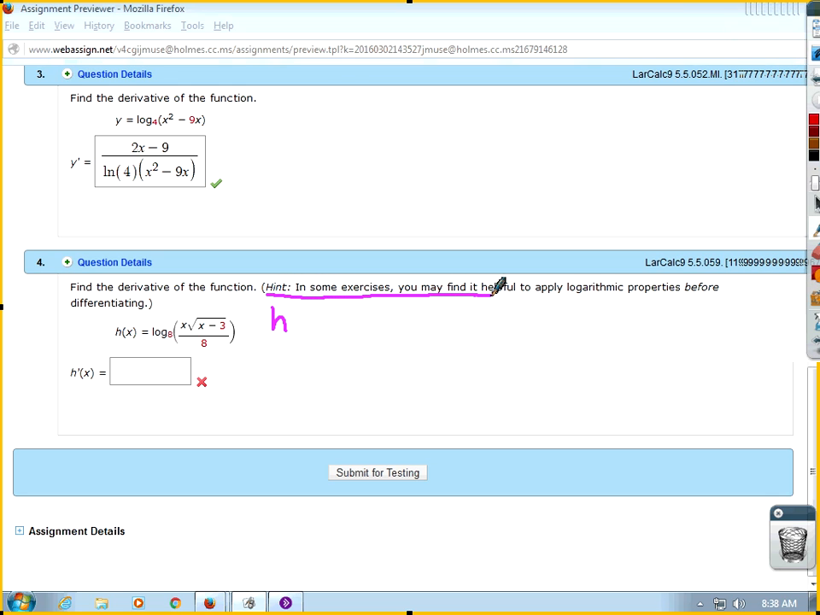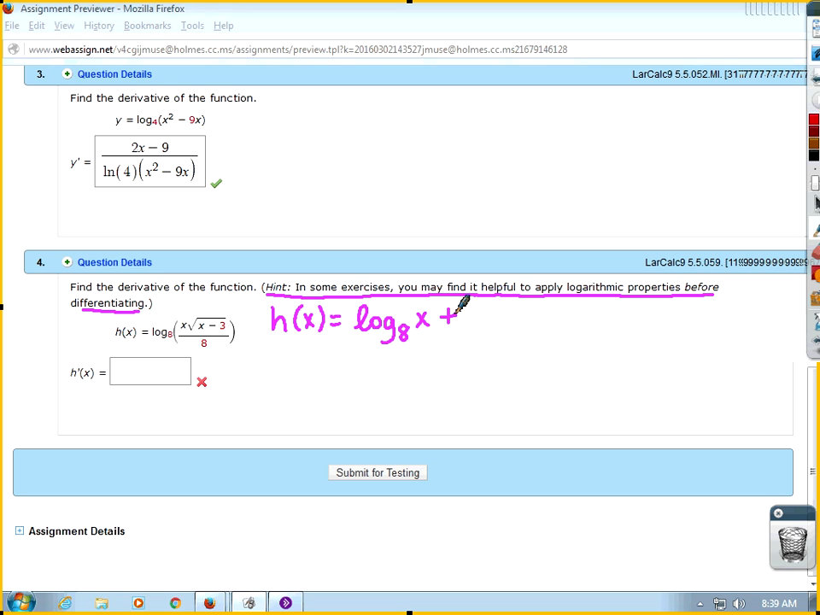In some exercises, you may find it helpful to apply logarithmic properties before differentiating. Okay, so that's what we're going to do. All right, so to break this up, we have log base 8 of x. So remember, the log of a product is the sum of the logs. So anything multiplied is going to be added. Anything divided is going to be subtracted.